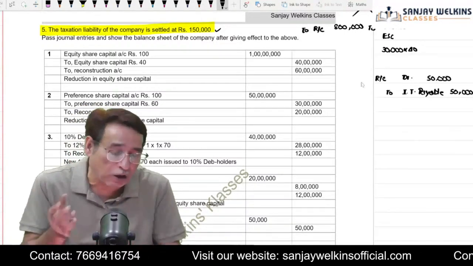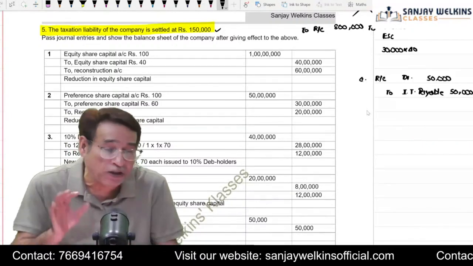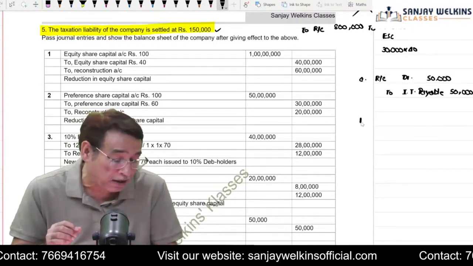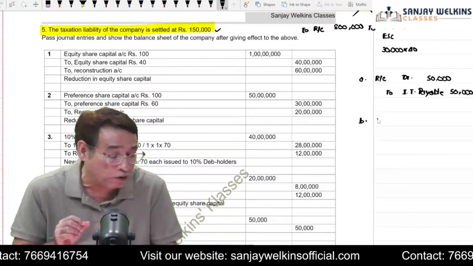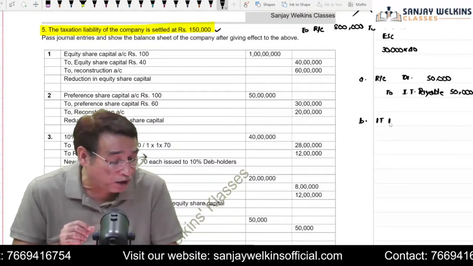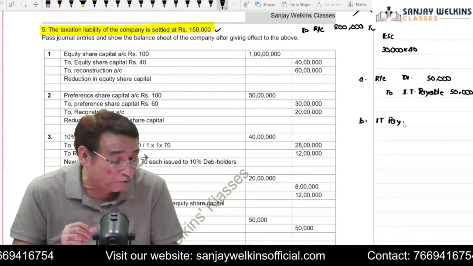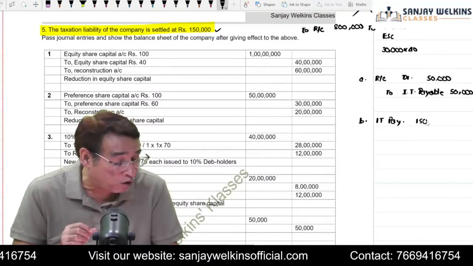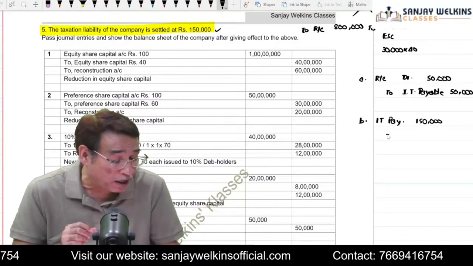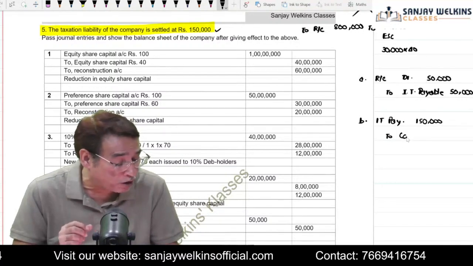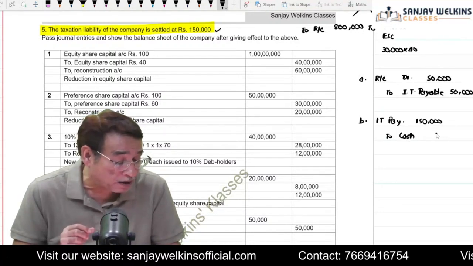That means now your tax liability has moved to 1,50,000. Now it is given in the question that your taxation liability has been settled at 1,50,000. Indirectly, it means now you will have to pay it off also. So you will write income tax payable account debit 1,50,000 because your liability is now 1,50,000. And you will write here to bank account or cash account, whatever you may like to write. Is it clear to you or not?